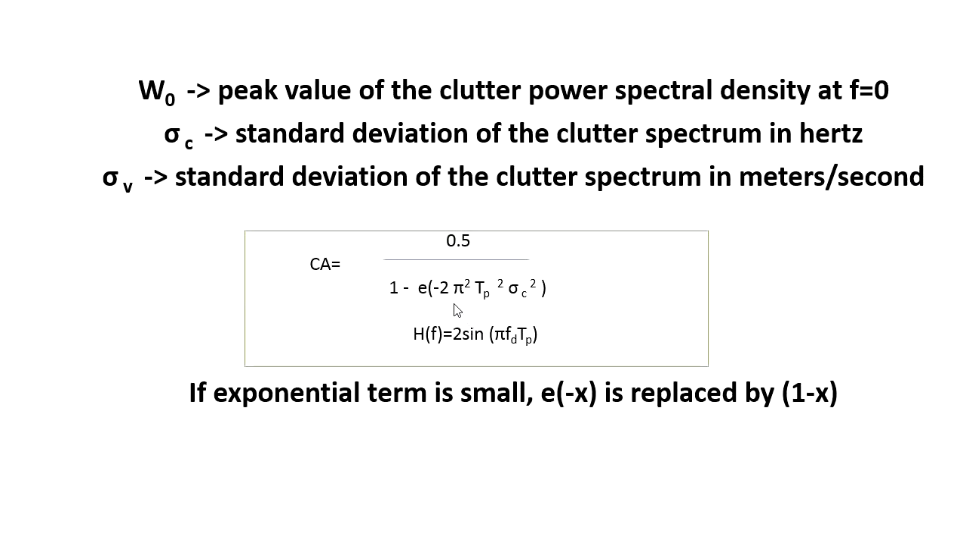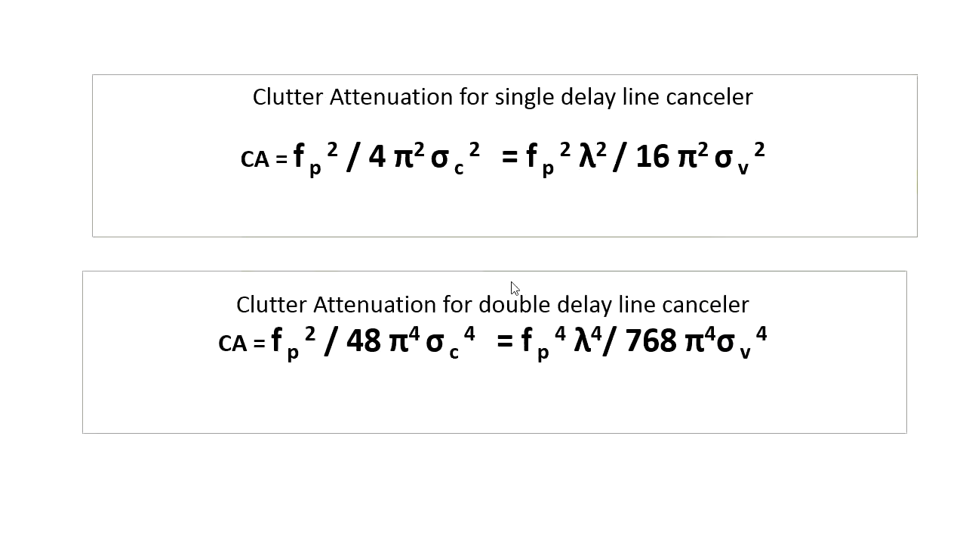e raised to minus x, 1 minus x, so what happens, 1 and 1 will get cancelled, and whatever component is present, the 2 pi square Tp square sigma c square. So 0.5 can be written as 1 by 2 into 2, that is 4 pi square Tp square into sigma c square. That is the final equation in terms of the standard deviation in hertz.